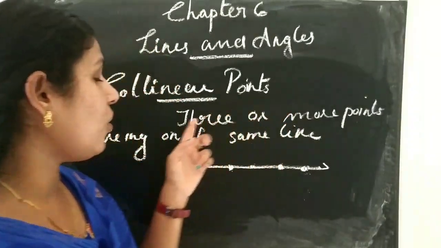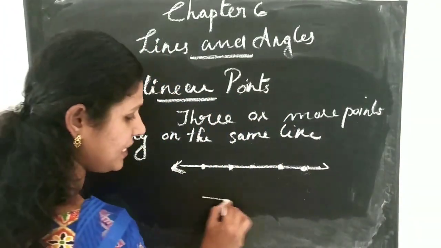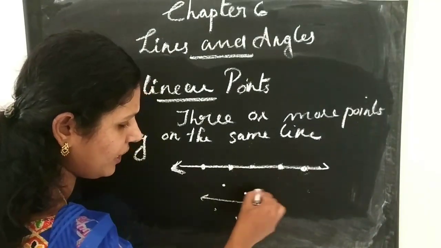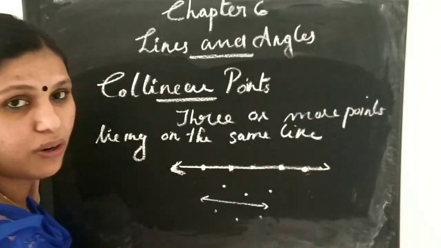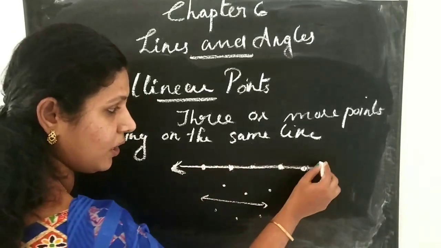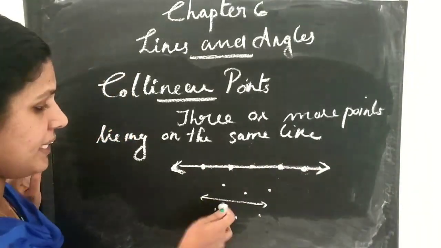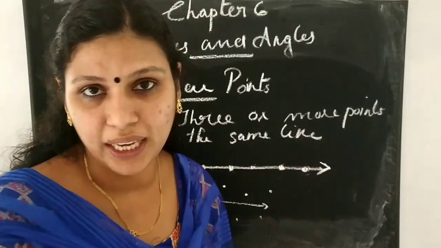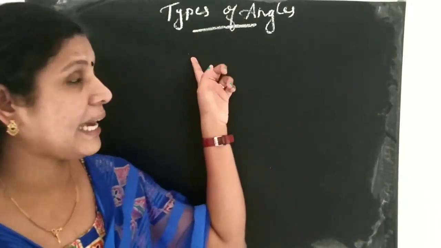And non-collinear points are points that do not lie on the same line. This is collinear points and this is non-collinear points. Okay. Now we are going to study about types of angles.